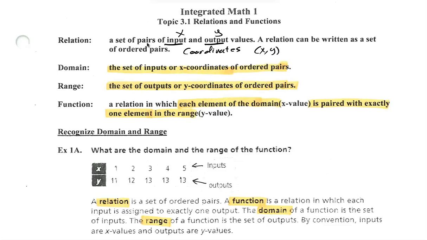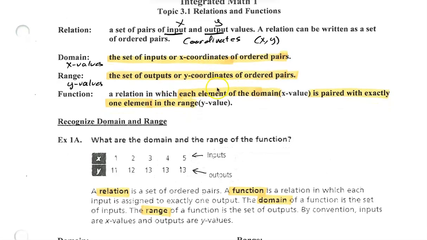Domain. The domain is a set of input coordinates or x coordinates of ordered pairs. So this is our x values. The range will be the y values, the set of output or y coordinates of the ordered pairs.